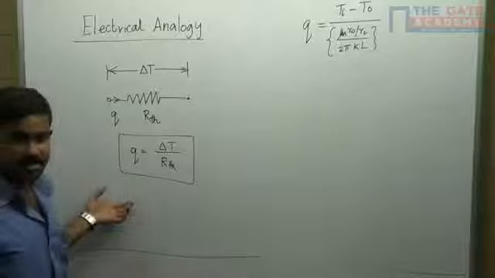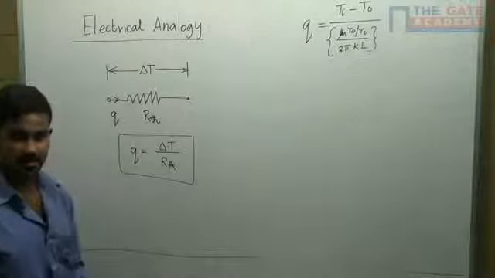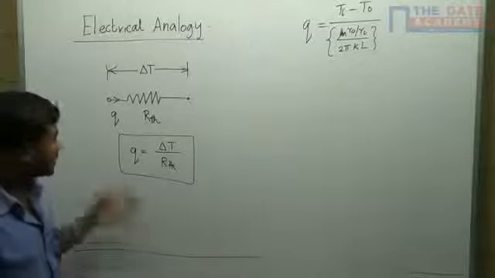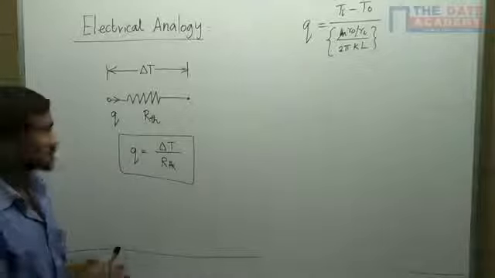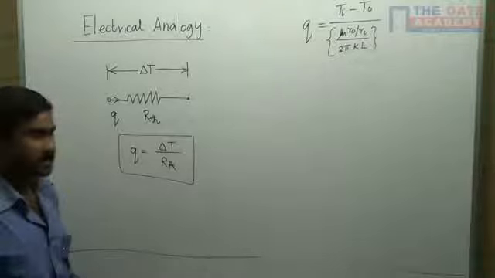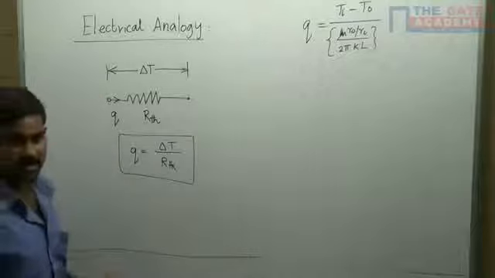The biggest advantage of the electrical analogy is when you have composite systems, where two or more walls are connected in series or in parallel, you will be able to tackle the problem very easily. Otherwise, conventionally, if you take the governing equation, apply the boundary conditions and solve, it's going to be tedious. That is the major simplification of using this electrical analogy.